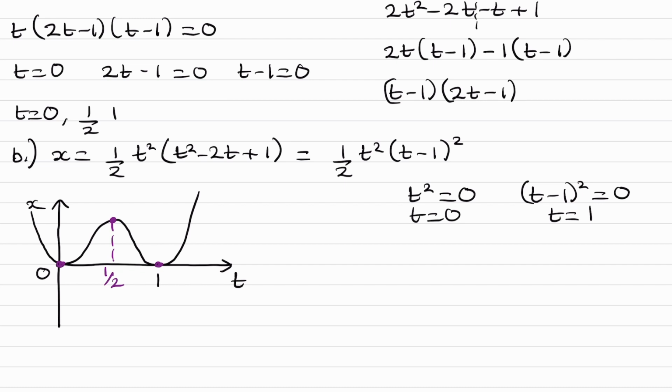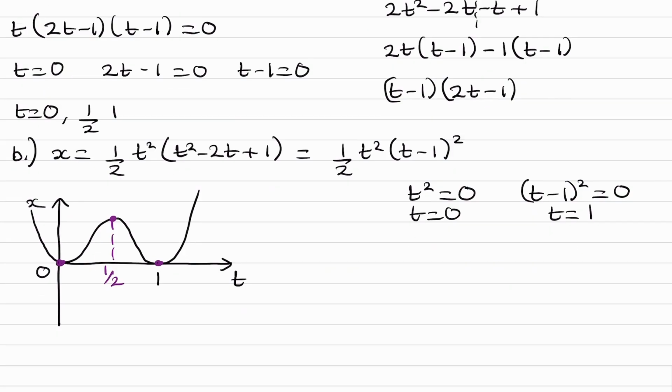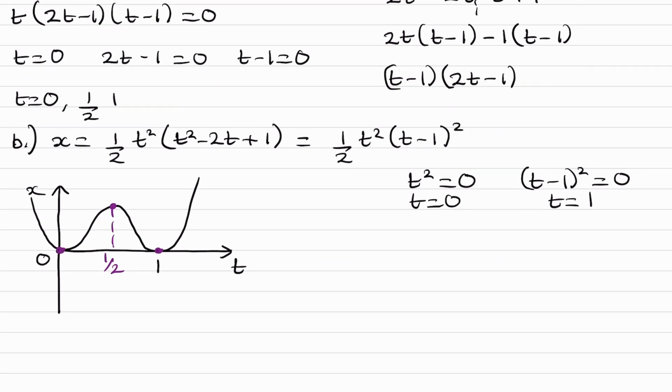And they are also the points when our particle changes direction. So the particle is going forwards, then it goes back, then it goes forwards again. So for this question, we're trying to work out the distance traveled by p in the interval of 0 to 2 seconds. So let's now put 2 on this as well. I'll use a different color for that, so this is 2.